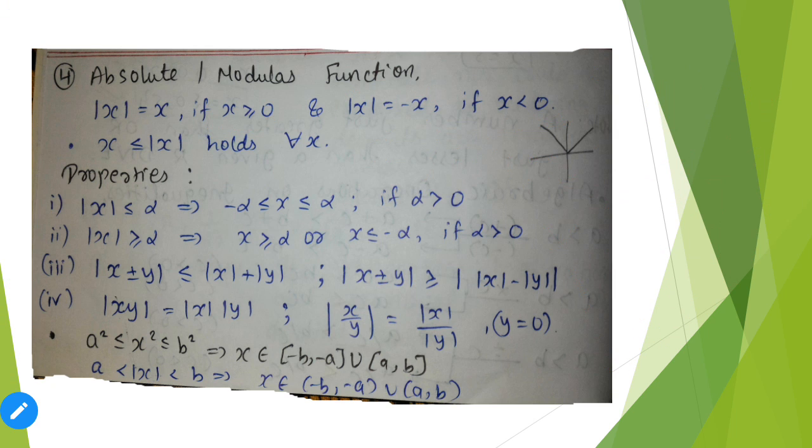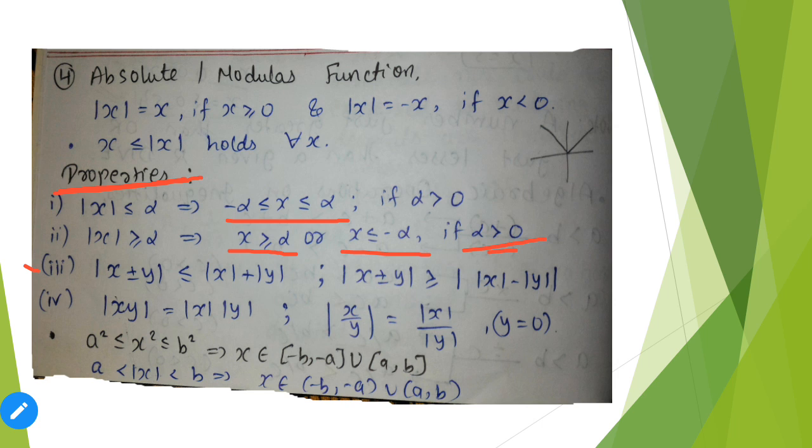Now the properties, which we can directly use when we are solving examples. If mod x is less than or equal to alpha, we can write x is less than or equal to alpha and greater than or equal to minus alpha, if alpha is positive. If mod of x is greater than or equal to alpha, we can write x greater than or equal to alpha, or x is less than or equal to minus alpha. Here alpha is again positive.